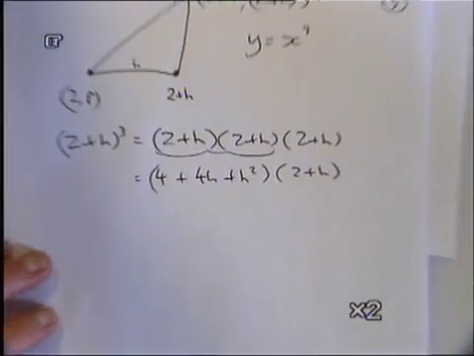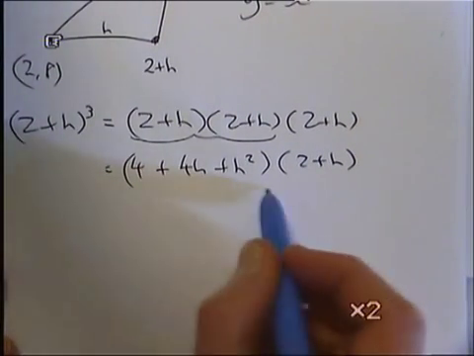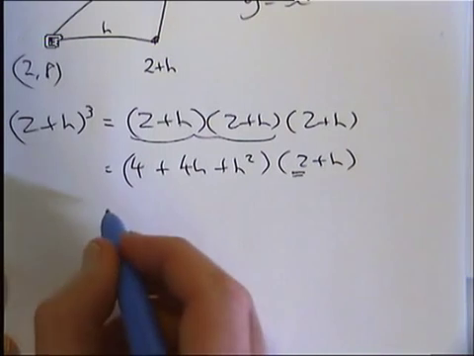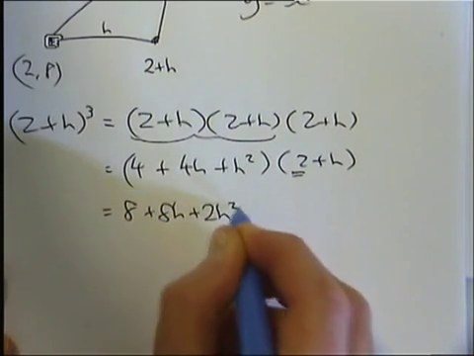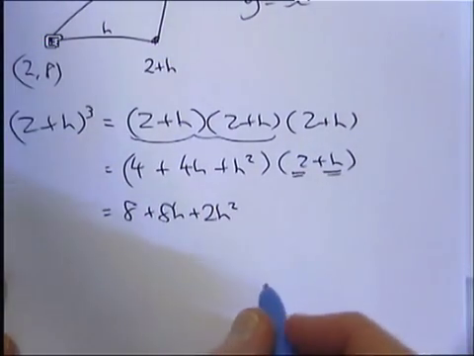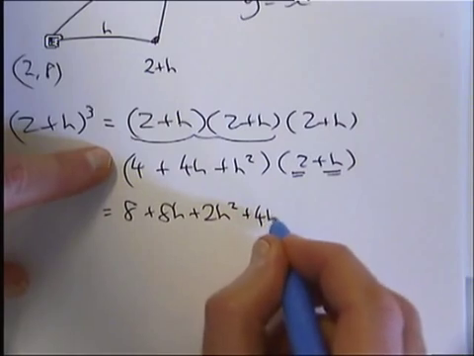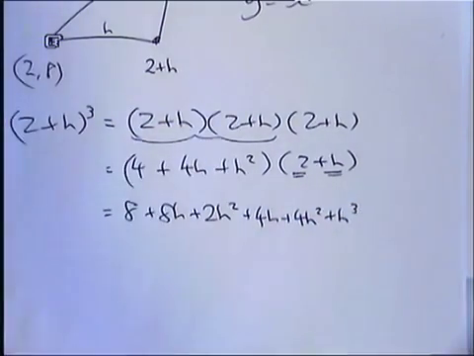Now I need to multiply these together, and if you're not so sure about doing these, first of all I'll multiply everything in this bracket by the 2. So this becomes 8 plus 8h plus 2h squared. Then I'll multiply everything in the first bracket by a positive h. So I'll get 4h squared, and h cubed.